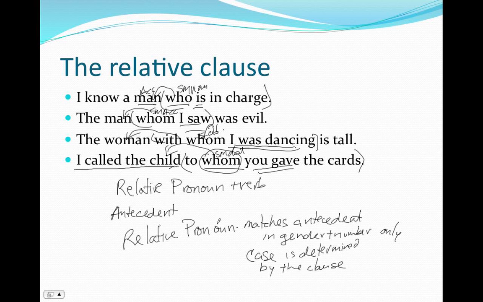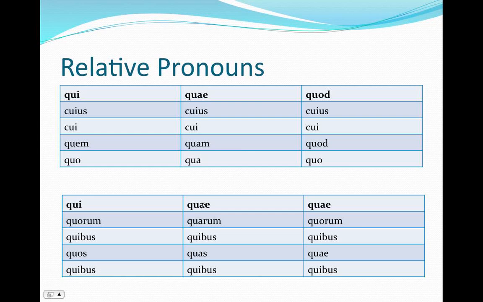So we need to have all the genders, all the cases, and all the numbers for our relative pronouns. And relative pronouns are just going to have to be memorized. They look very similar. People complain about all of the Q words in Latin. You can complain all you want, but you still have to memorize them. But there is some pattern, there is some logic to this.